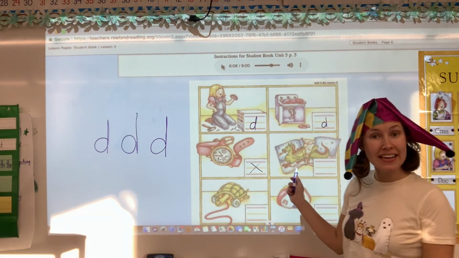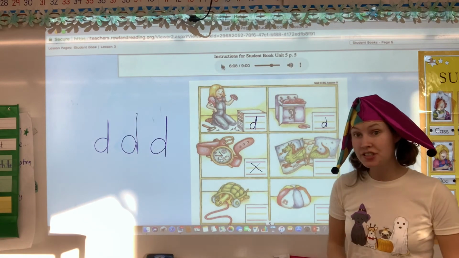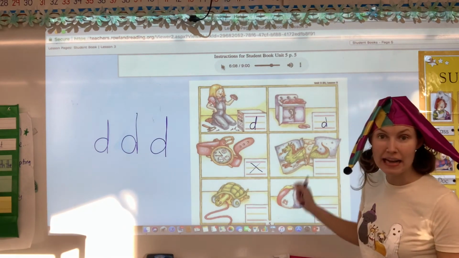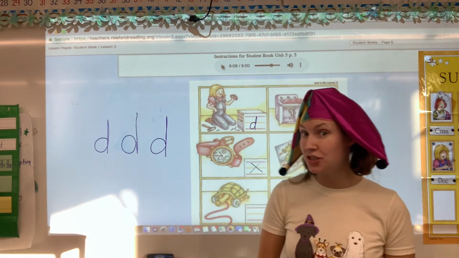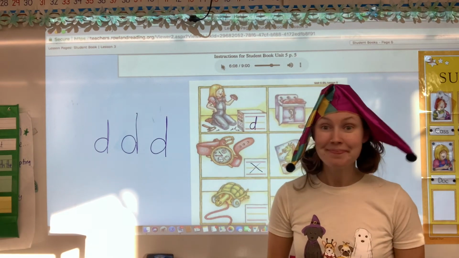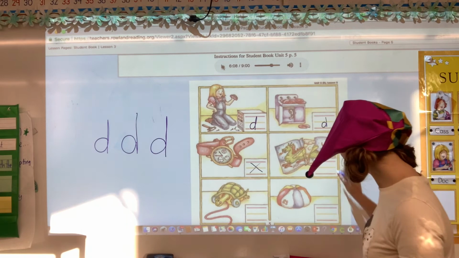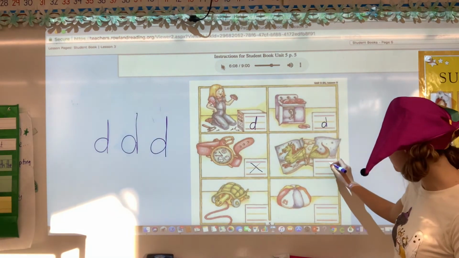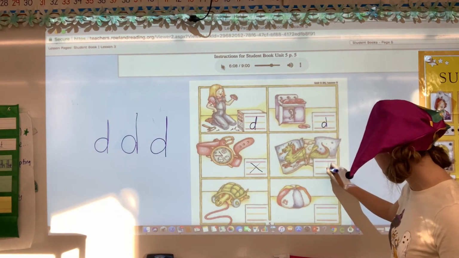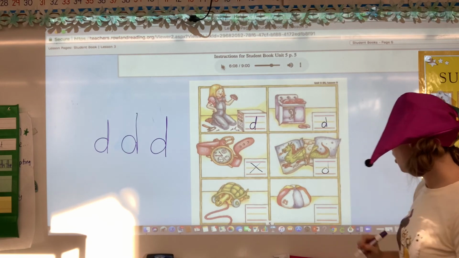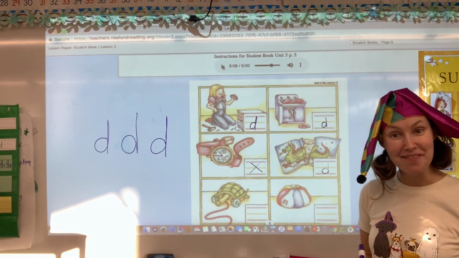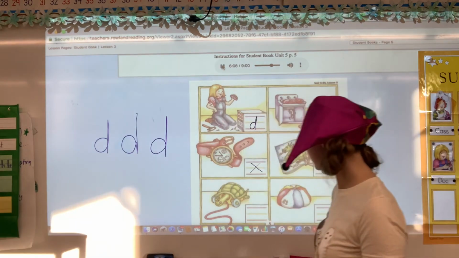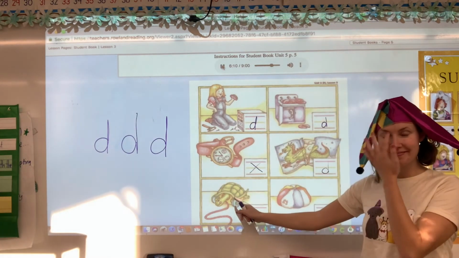Okay, so our word is dragon. Dragon. We're looking at our dragon picture here. What do you think? Do we hear the d sound in dragon? I do too. I hear the d sound at the beginning of dragon. So I'm going to make my lowercase d here on the lines next to the dragon. Nice job. We've got a couple more. Now look at the picture of the toy turtle.